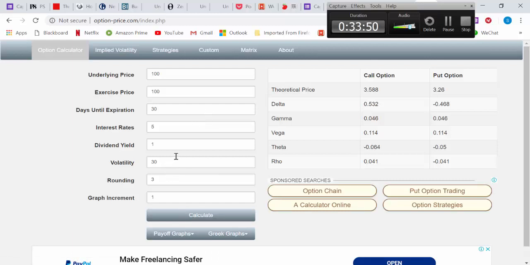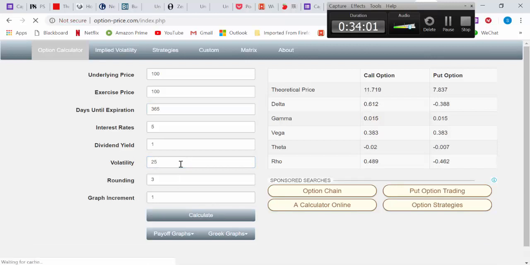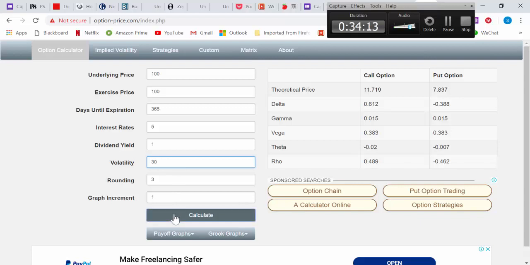And that's because the tenor is not long enough. If you make it 365 days, then things really get interesting. So let's say I put 25 here. So now this is a 1 year option. The price is theoretically $11.72. If you change this now to 30, it's going to be very, very sensitive. Can you see that? It's jumped almost $2.